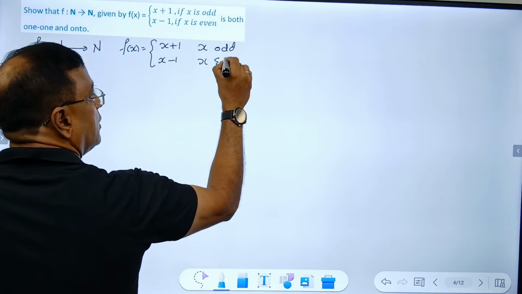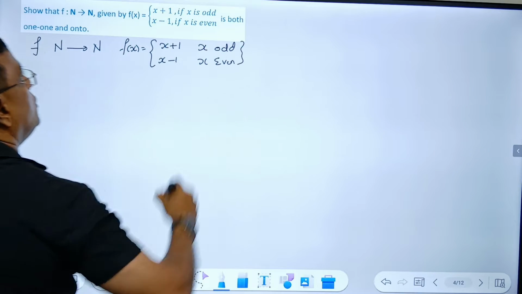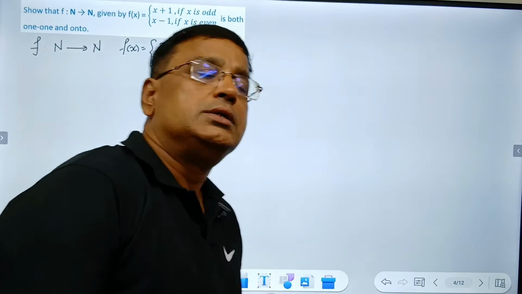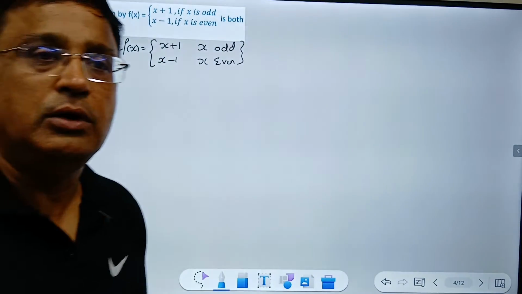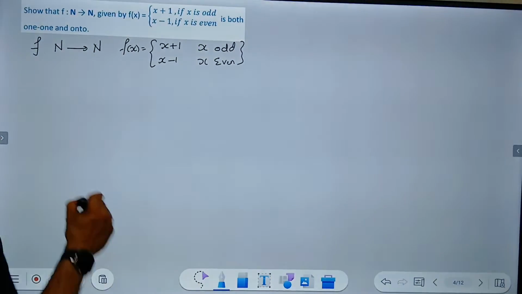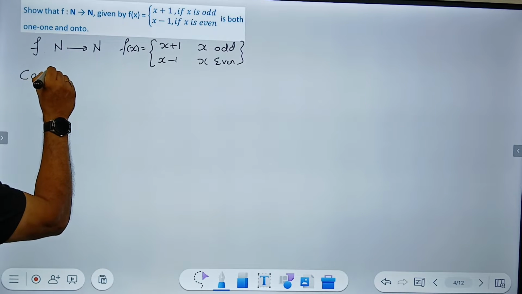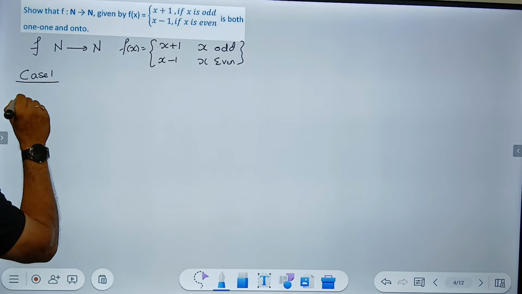Okay. Now I need to show whether this function is 1 to 1 or not. Actually they are saying show that. Sometimes they'll say check whether it is 1 to 1 and onto. So there are different cases. First I'm talking about 1 to 1. So case 1.